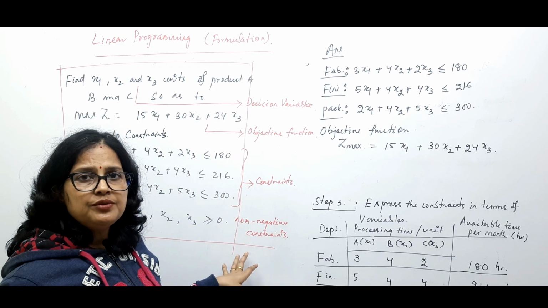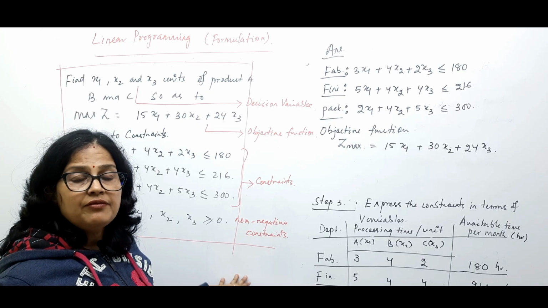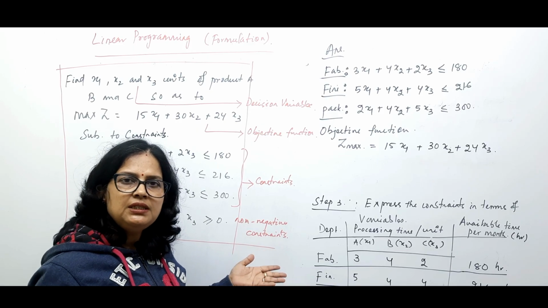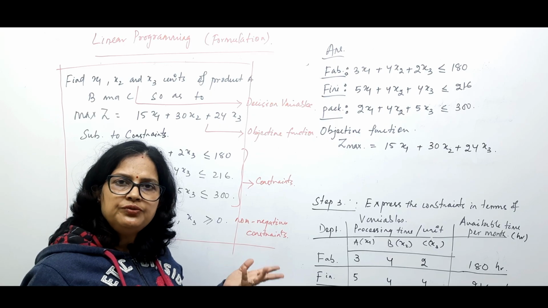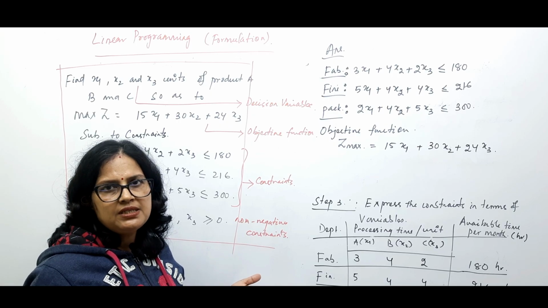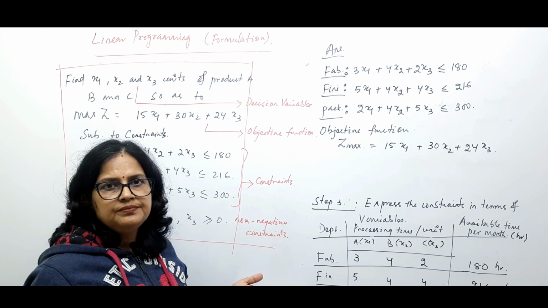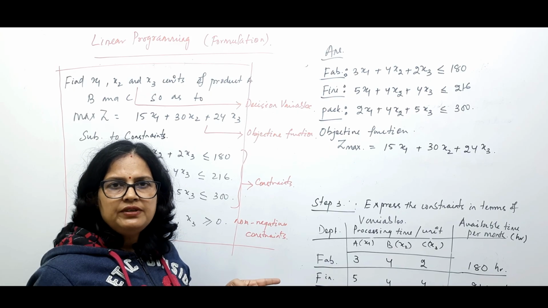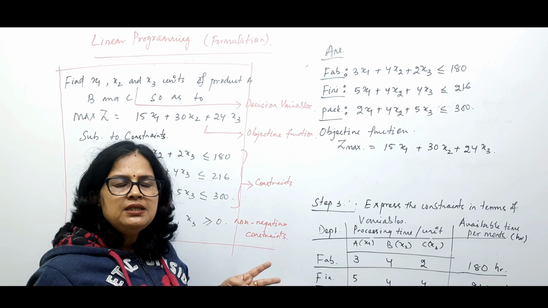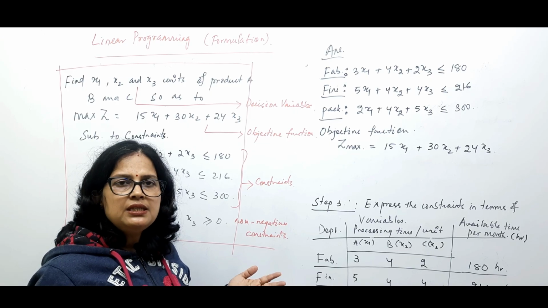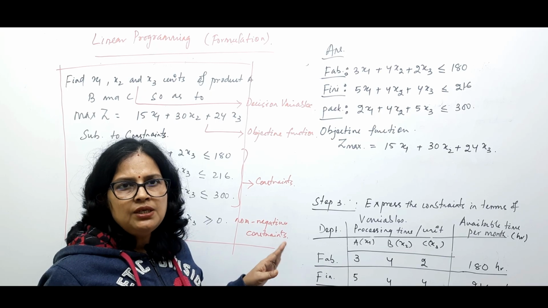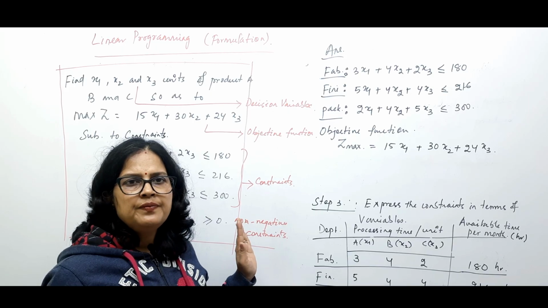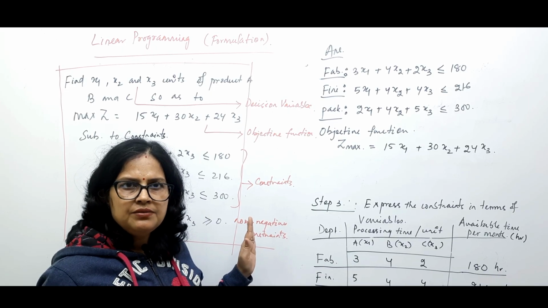To solve linear programming questions, after the formulation we can solve the problem by the graphical method if we have only two variables. If we have more than two variables, then we can take the help of the simplex method to solve the linear programming problem, as we have already discussed in our previous videos. For that you can refer to the previous videos.